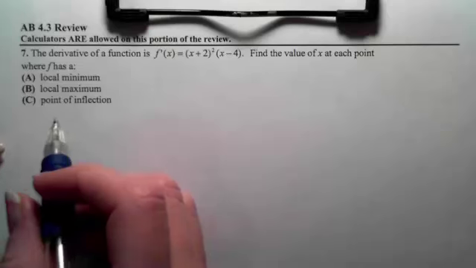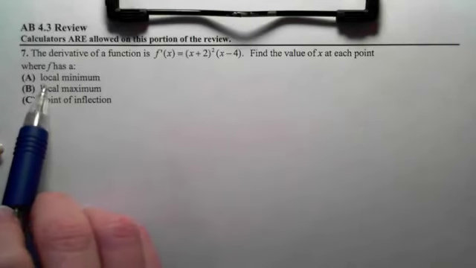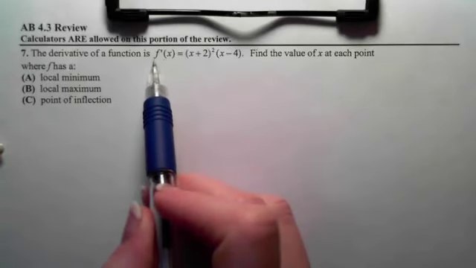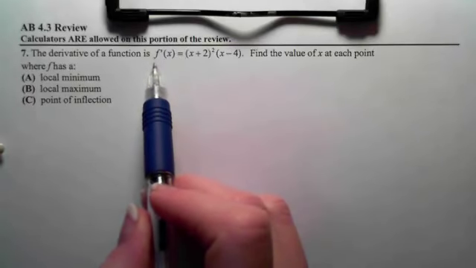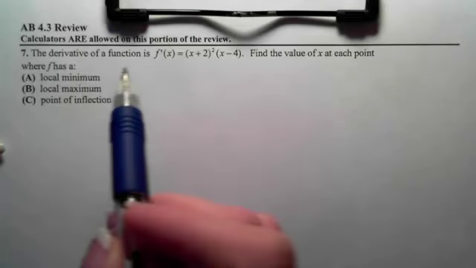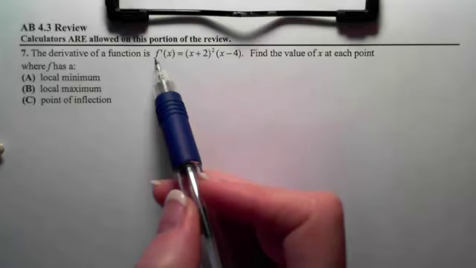So for each of these, we want to find the value of x where f has a local min, a local max, and a point of inflection. And we're dealing with a function whose derivative we already know. So we know that local mins and local maxes occur when the first derivative changes sign.